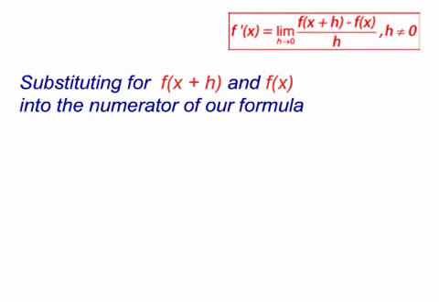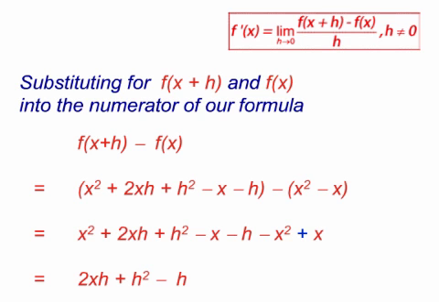So, let's substitute f(x + h) and f(x) into the numerator of the formula at the top of the slide. And we get this. Notice on removing the brackets, the negative sign at the end of line 2 becomes a plus x in line 3. Notice also that the x squared terms disappear and the x terms cancel out. So we're left with 2xh plus h squared minus h.